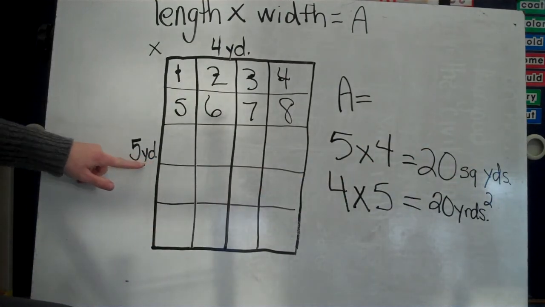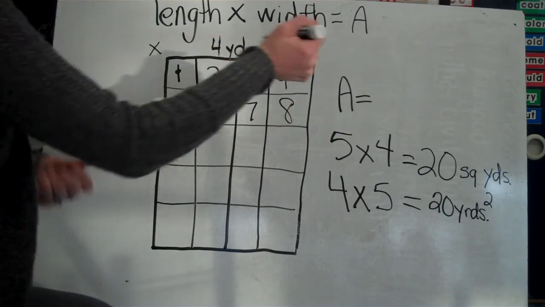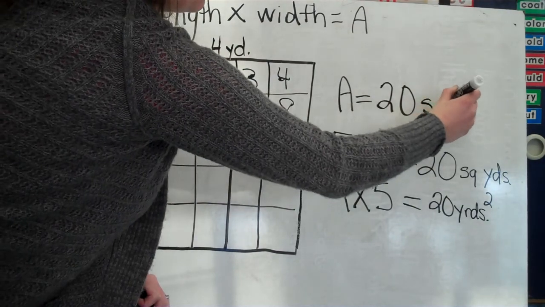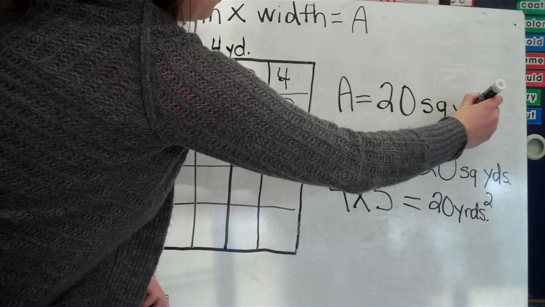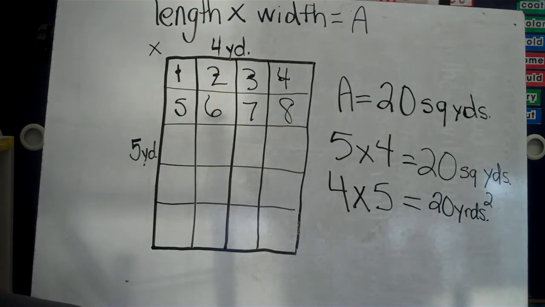And whatever your unit is here is just going to be squared. So A equals 20 square yards. Okay? So now it's your turn to try and find the area of the shapes I give you on the Now You Try.